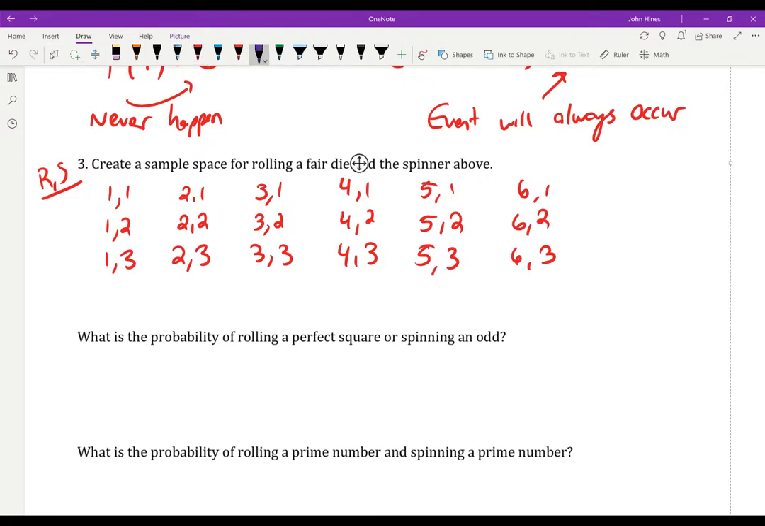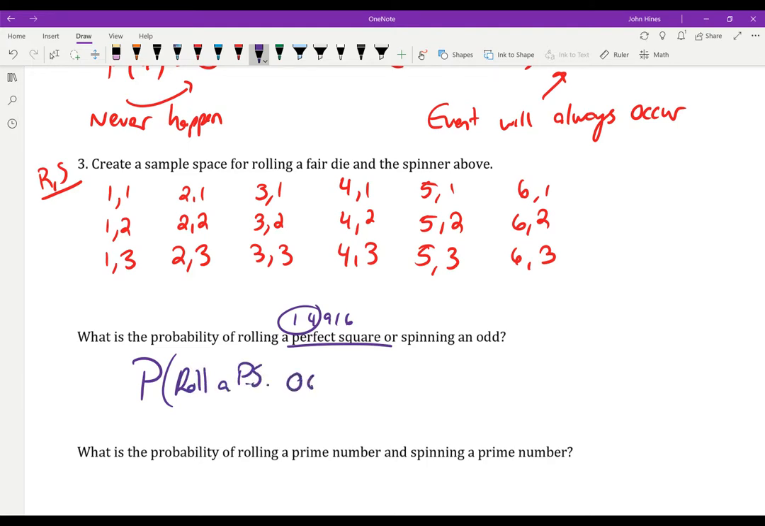So let's find a probability here. What is the probability of rolling a perfect square? Well, perfect squares are 1, 4, 9, 16. So roll a 1 or 4, roll a perfect square. Or, so that's an at least 1. I need something to be true, the first part or the second part. Or spin an odd. So I need to roll a perfect square or spin an odd.